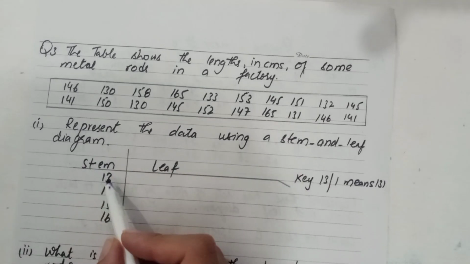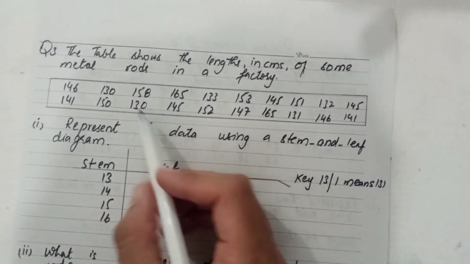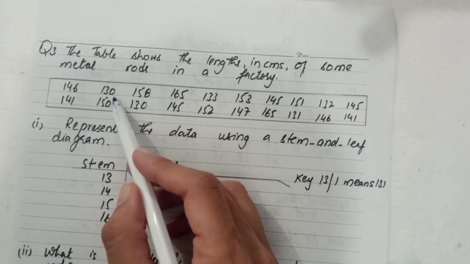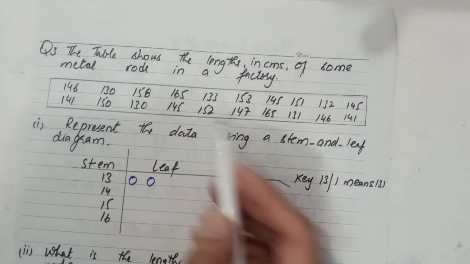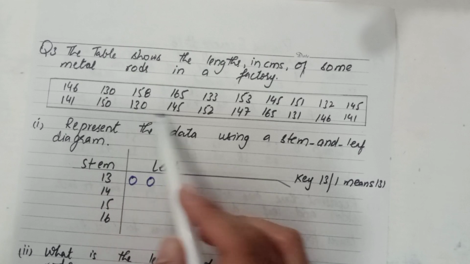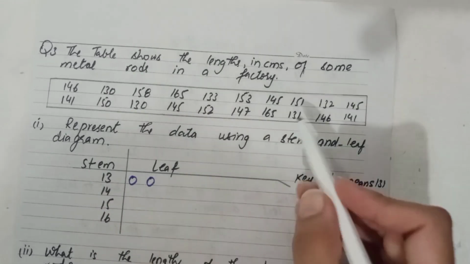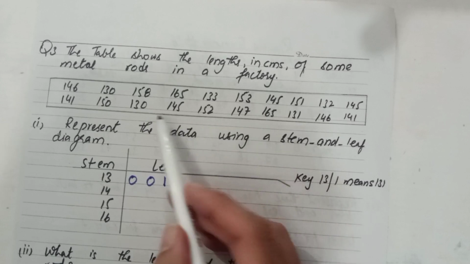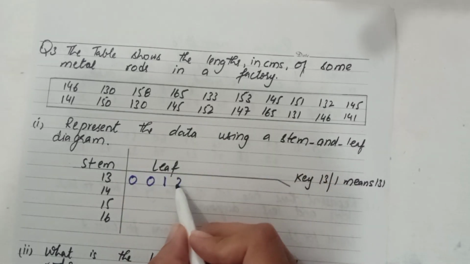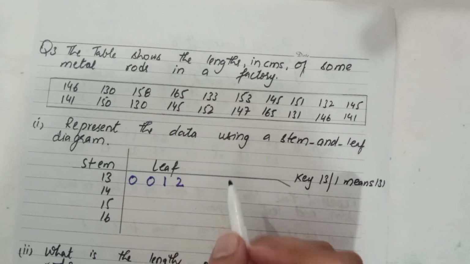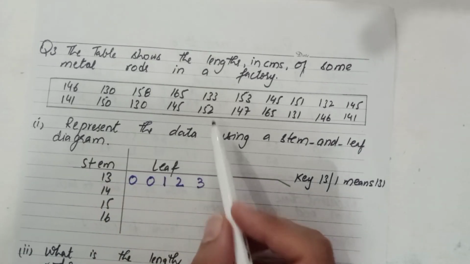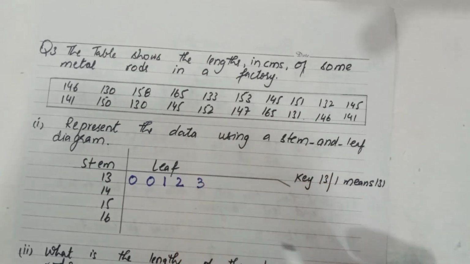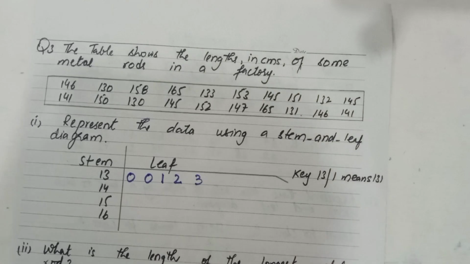That's why we start from 13 and observe how there are two values with 0, one value with 1, one value with 2, and one value with 3. This is the stem and leaf for 130, which means 130, 130, 131, 132, and 133. That is the meaning of the key.